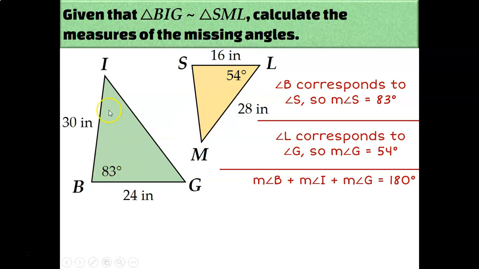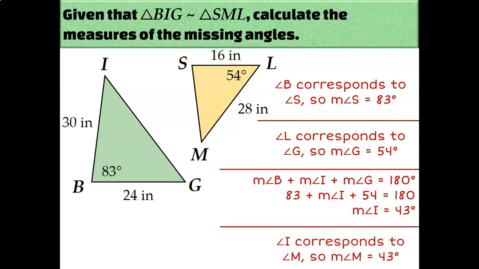The measure of angle B plus the measure of angle I plus the measure of angle G equals 180 degrees. And then I can substitute in the numbers that I know. I was given on the diagram that angle B is 83 degrees, and we figured out that angle G must have been 54, so the only thing I don't know is angle I. To solve, I can subtract 83 and 54 from both sides, and I find out that the measure of angle I is 43 degrees. And if I measures 43 degrees, then angle M must measure 43 degrees as well.